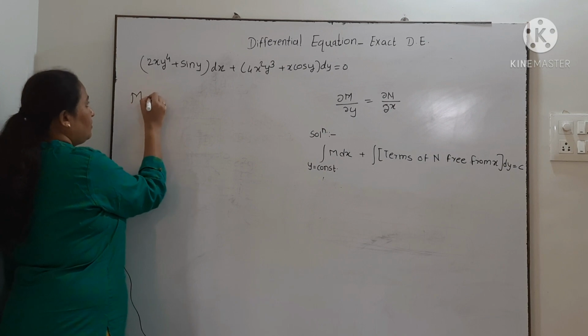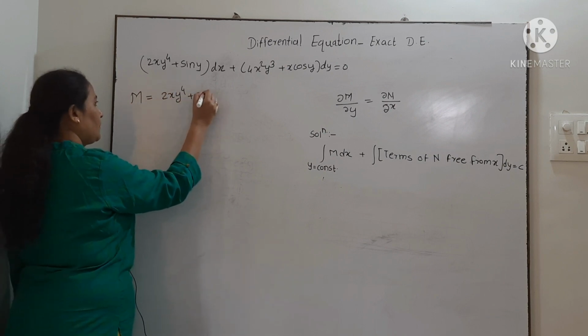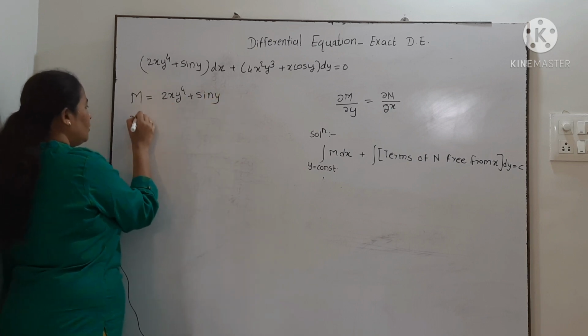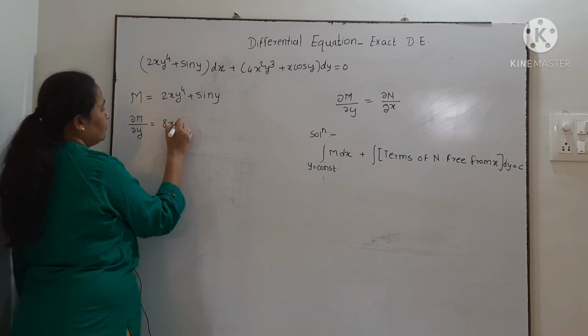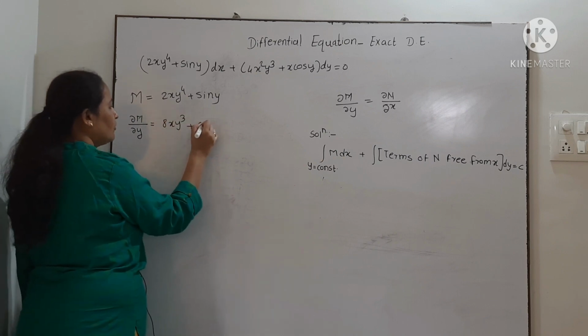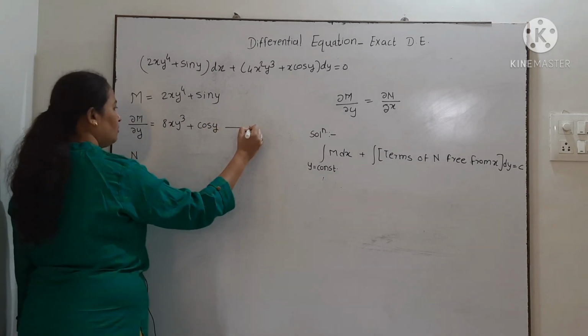So what is the value of M? M is equal to 2x y raised to 4 plus sin y. We'll find its derivative with respect to y, ∂M/∂y. That is 8x y cube plus the derivative of sin y, which is cos y. Say this is equation number 1.